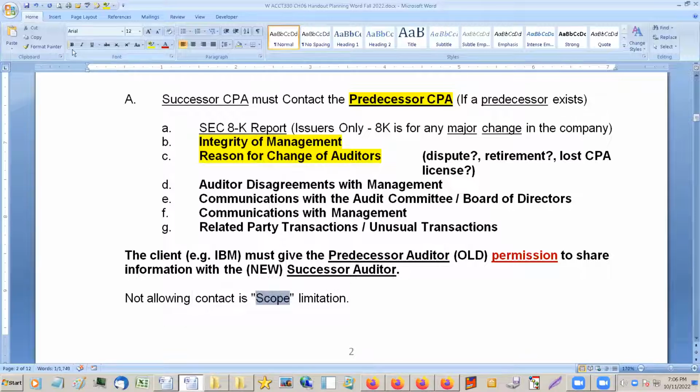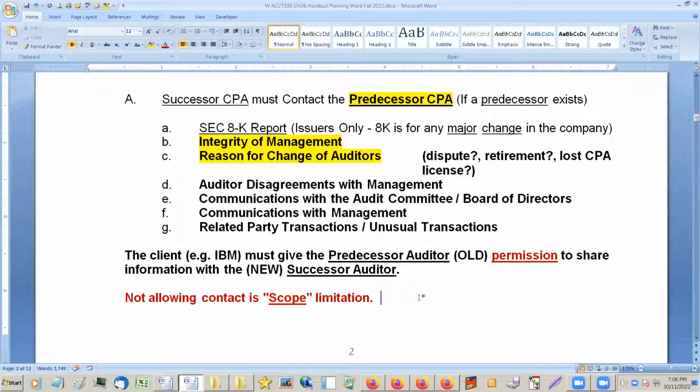And this is, the scope limitations are always taken very seriously because you always wonder, why don't you want to do this? Even if you were mildly interested before, once someone puts a scope limitation on, you're now very interested in looking at it. So a scope limitation is such that if you cannot contact the predecessor auditor, generally speaking, you don't take the audit.